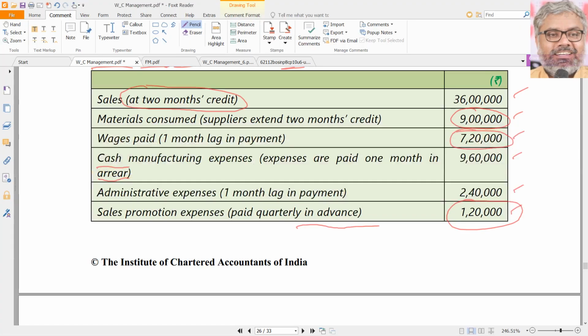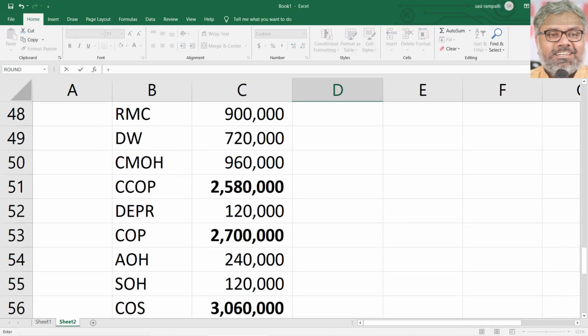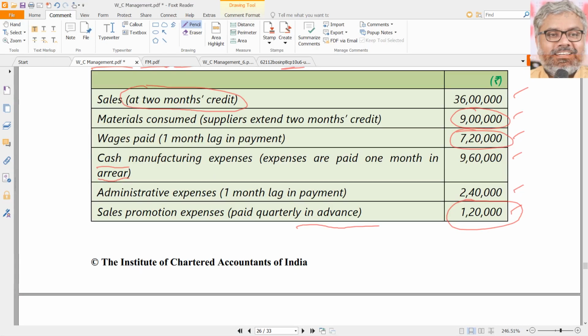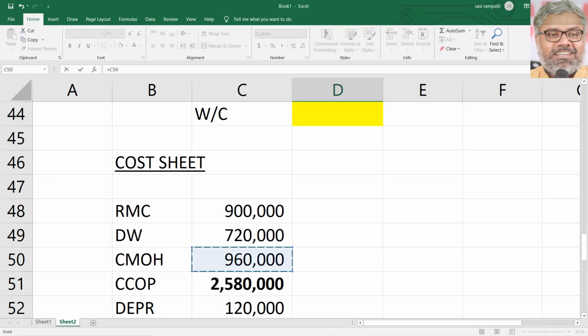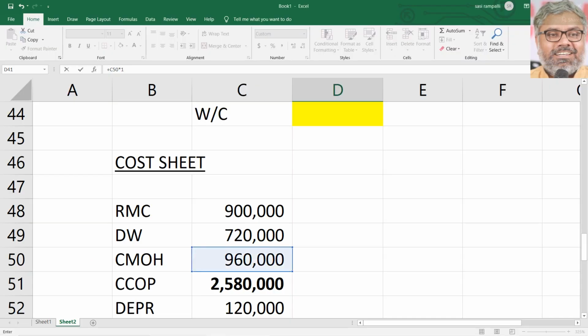Lag in payment of wages. 1 month lag he said. 1 month lag. Already we have direct wages cost 7,20,000 into 1 by 12. That is 1 month lag. Lag in payment of manufacturing expenses. Cash manufacturing expenses 9,60,000 we already have, into 1 month also. This is also 1 by 12.